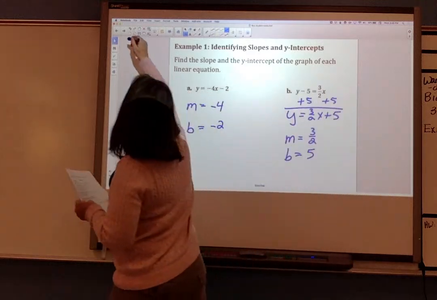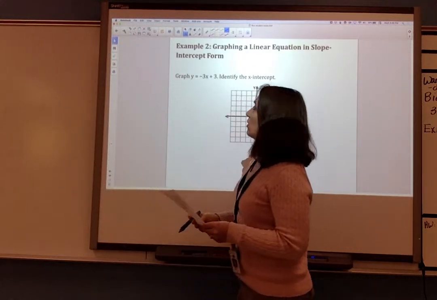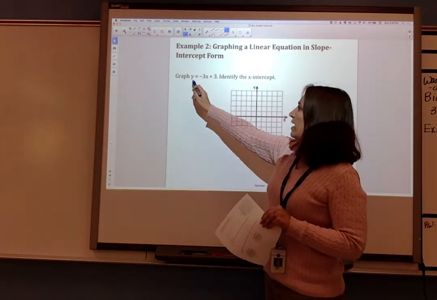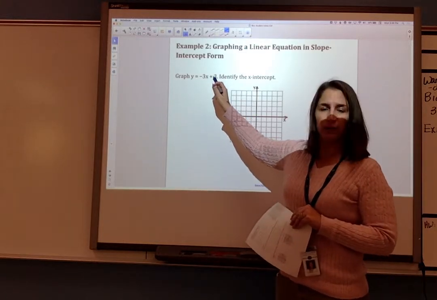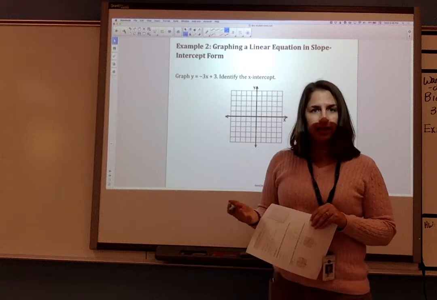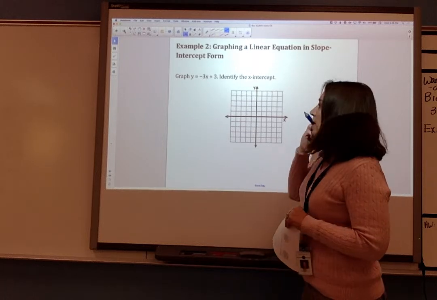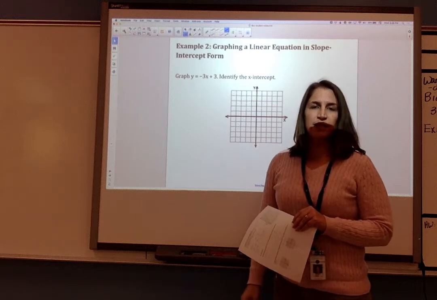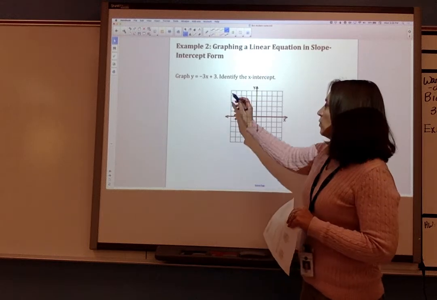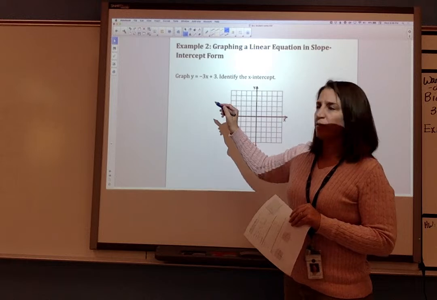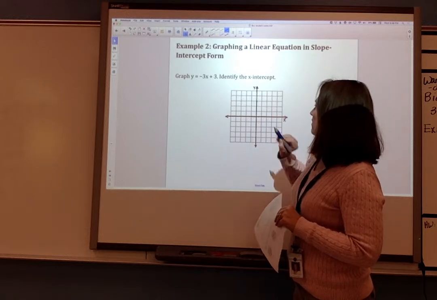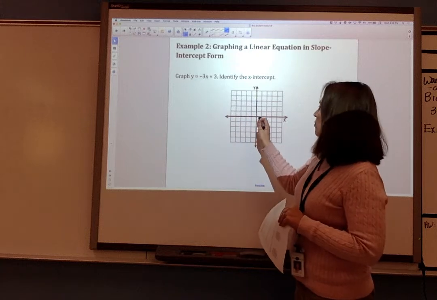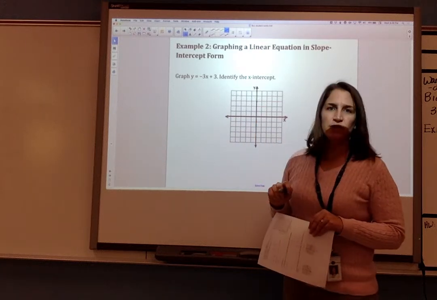All right, let's look at our next example where we're going to graph an equation in slope-intercept form. Here we have an equation y equals -3x plus 3. This is already in slope-intercept form. We're going to graph the equation, and then we're going to identify the x-intercept from the graph. So when we're graphing in slope-intercept form, it's helpful to start by graphing the y-intercept because we can see that from the equation. So the point 0, 3 is on this graph.